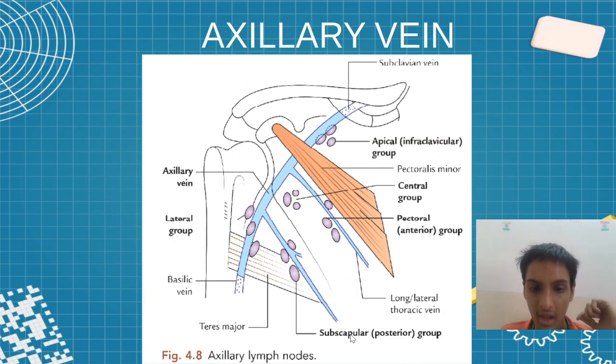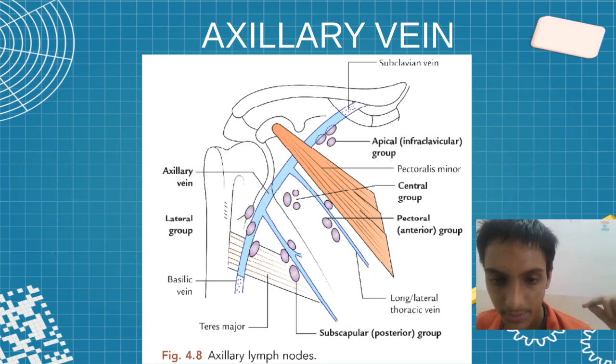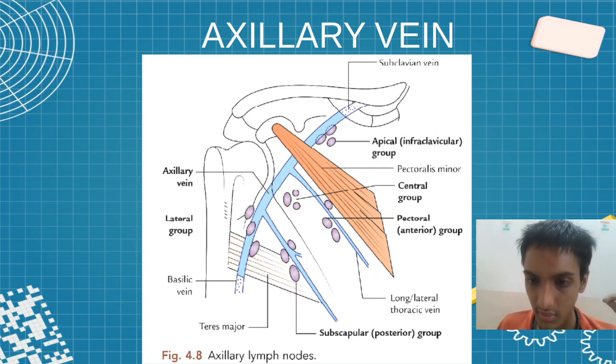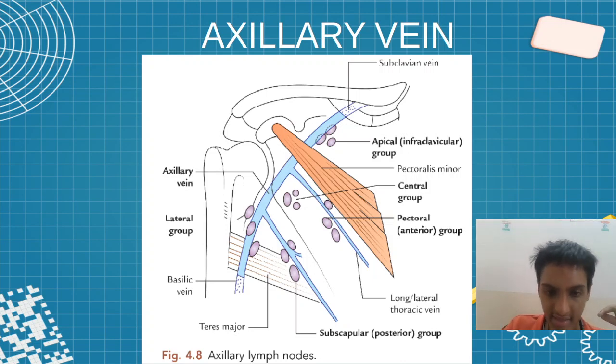Right. Now let us see the axillary vein. So what will be the tributaries of the axillary vein? Just like the artery only. You will find the tributaries. And at the same time lymph nodes also we can appreciate. This is apical. This is subscapular. This is the pectoral. This is the central group of lymph nodes.